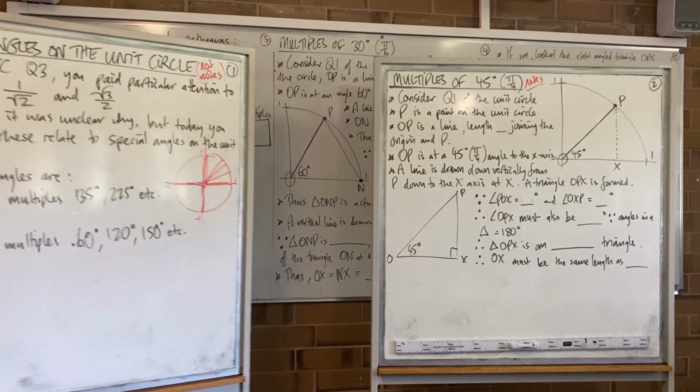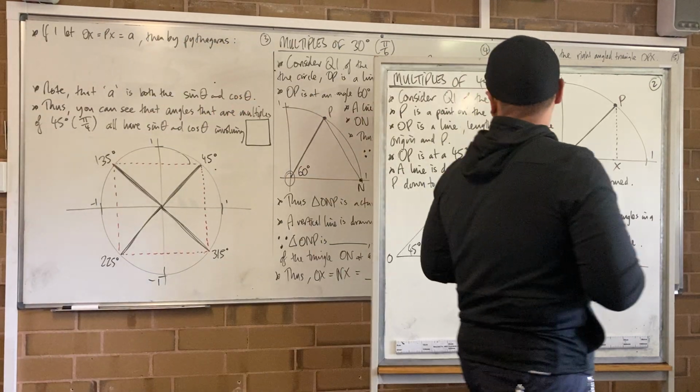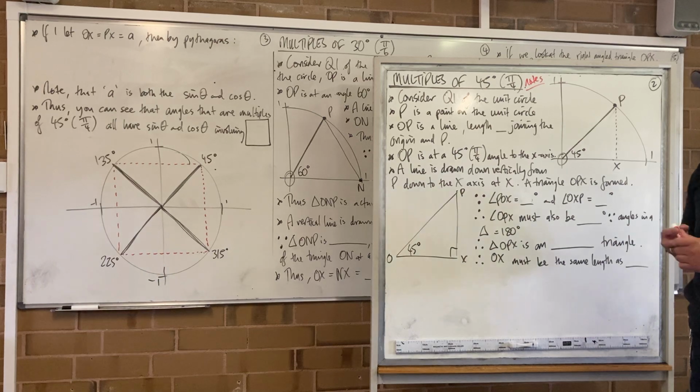So move that out of the way. It's not part of your notes. So we start off with multiples of 45 degrees, which is pi on 4. This is where the notes start. So I'm going to take you on a journey here. This is like a proof, similar to something that you'll do in methods.